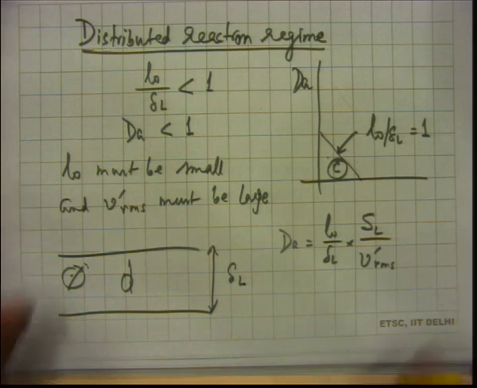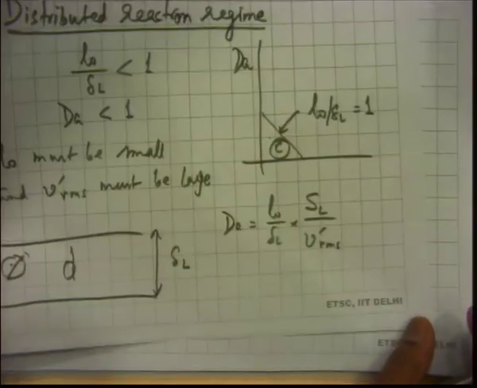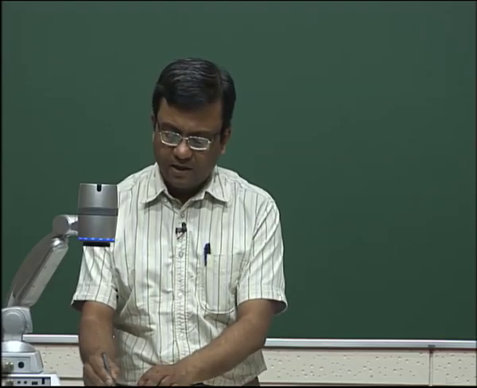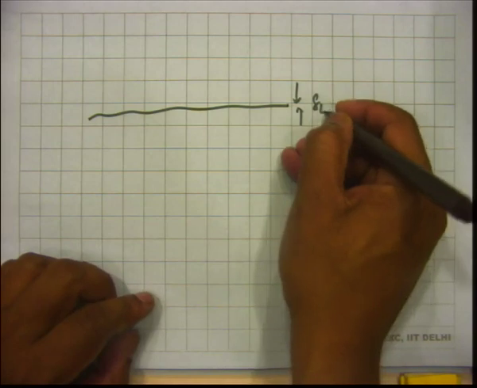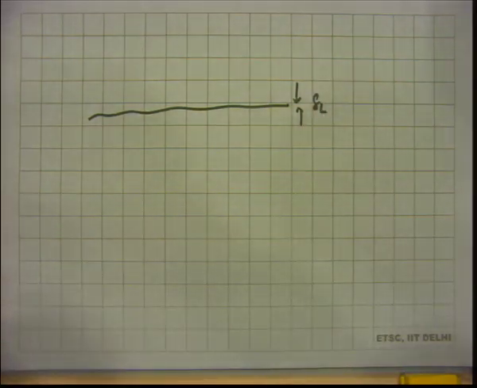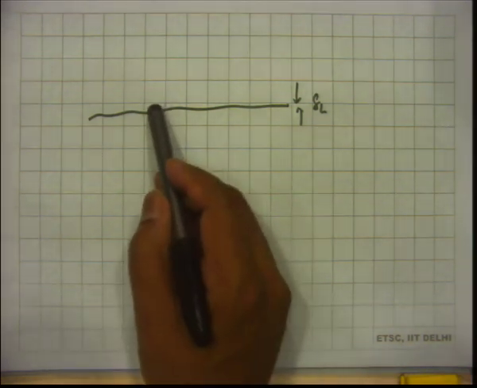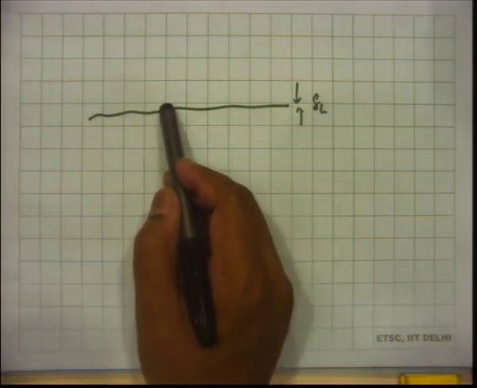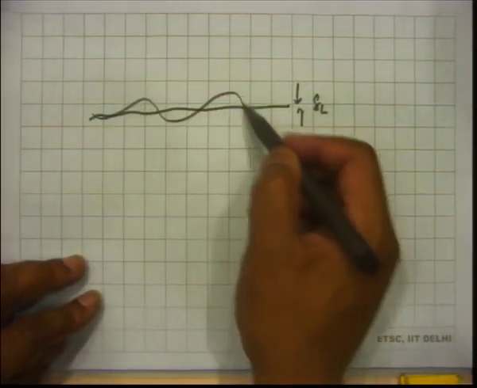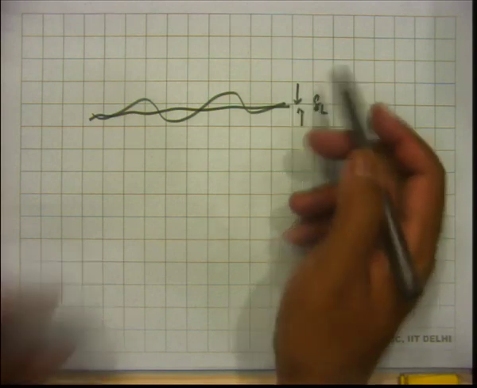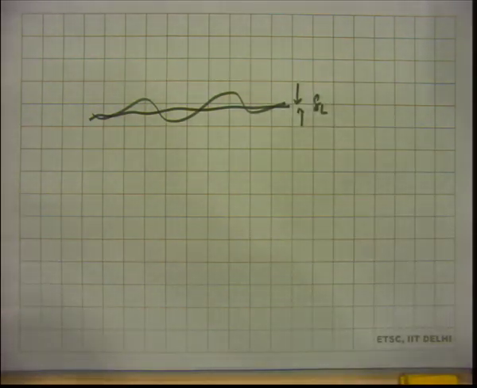So, what I was telling you yesterday is that in the case of the wrinkled reaction sheet regime, the flame itself is thin. So, the reaction zone is thin. So, this delta L is thin. So, turbulence cannot enter the reaction zone, and cannot really affect the processes happening in the reaction zone effectively. So, it ends up just convoluting the flame dimension. So, it basically makes it a wrinkled flame. So, this was the idea of the whole thing.